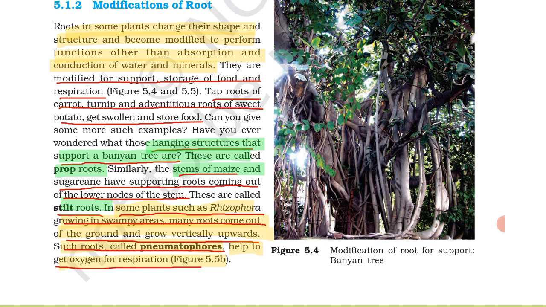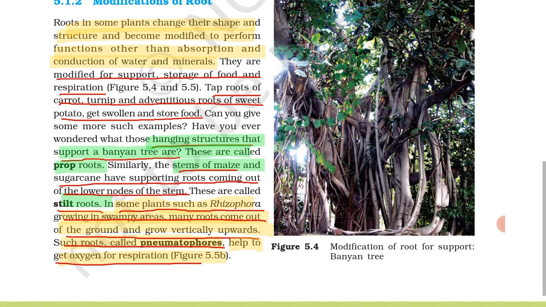So we have seen the example of prop root in the banyan tree. These are hanging structures which help for support, and these are called prop roots, seen in the banyan tree. The next is stilt root. Stilt root is seen in stems of maize and sugarcane. They are supportive structures. They come out from the lower nodal region of the stem, and they arise for support. So the examples of stilt root are maize and sugarcane. The example of prop root was the banyan tree.